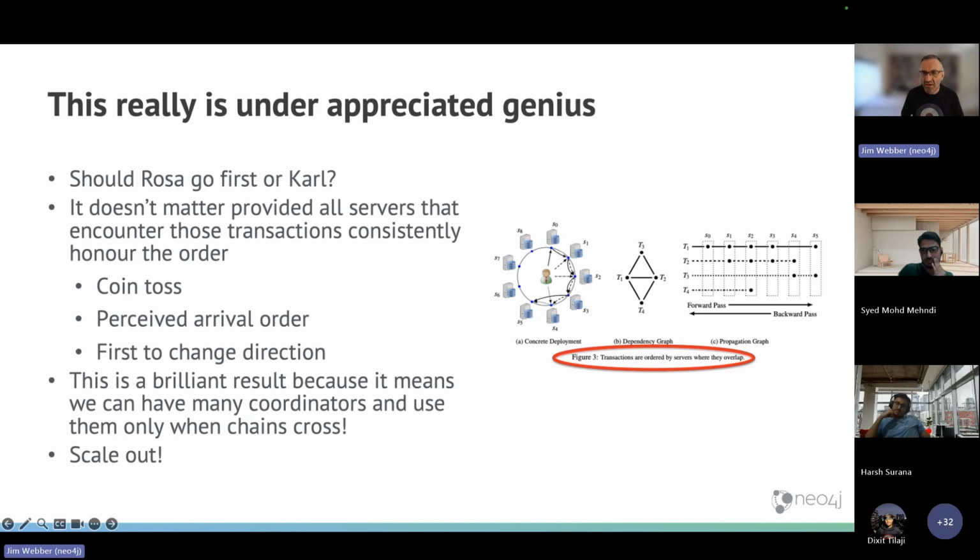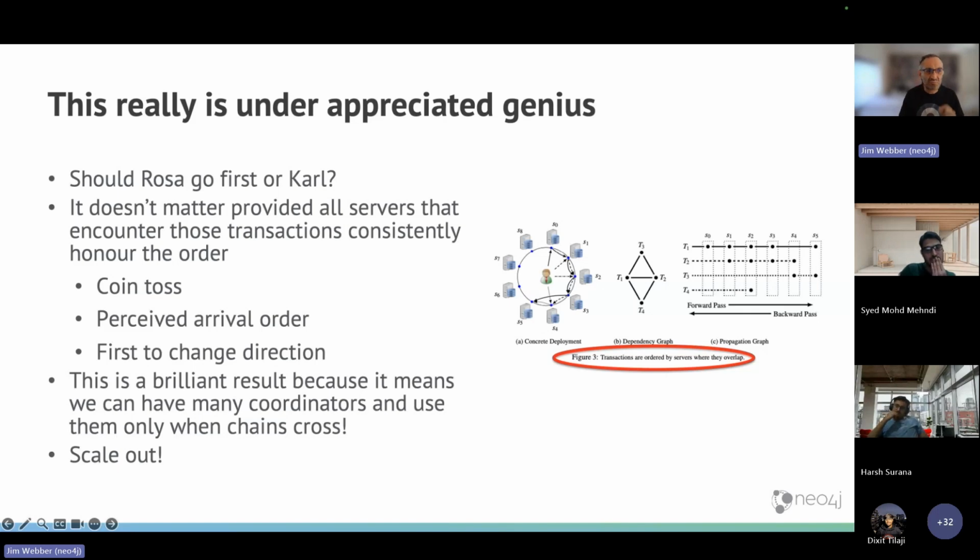And I think this is really underappreciated genius. The question, should Rosa go first or Carl, doesn't matter, provided that the order of application, as we call it, is consistent across all the servers. So you can do it with coin toss, you can do it with perceived arrival order, you can do it with first, in this case, first to change direction.